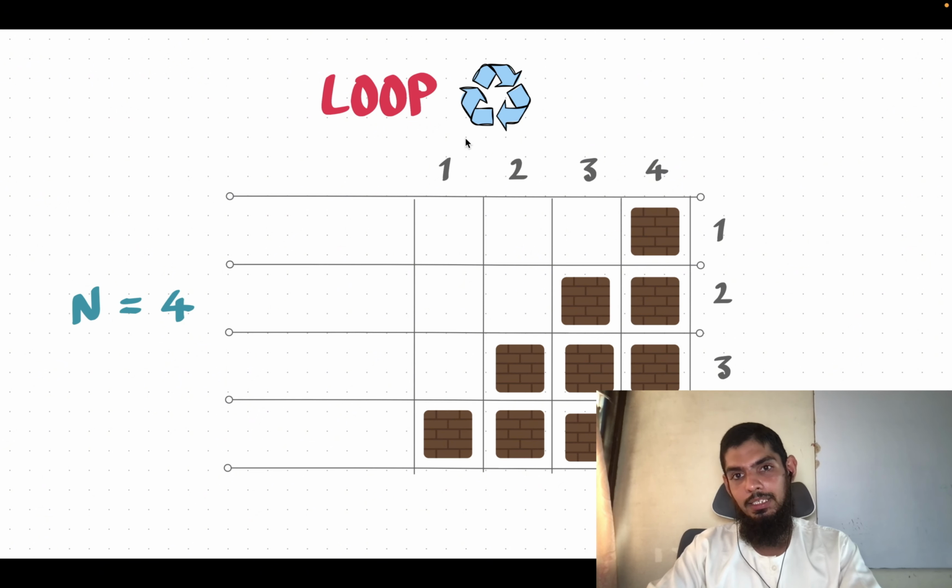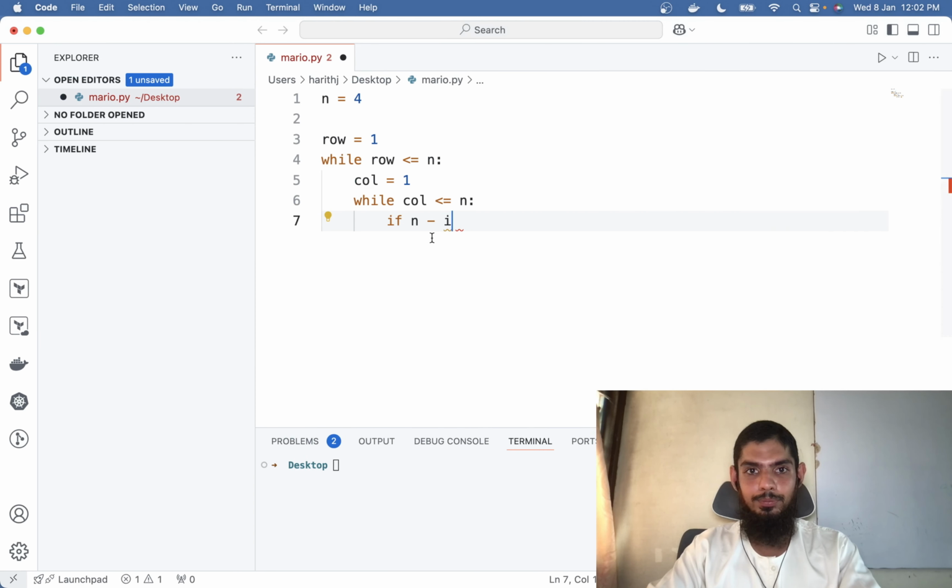So it's basically, this one is j. If j is less than or equal to n minus i. So n is 4, i is 1, j is 1 over here. So basically, let's visualize this.